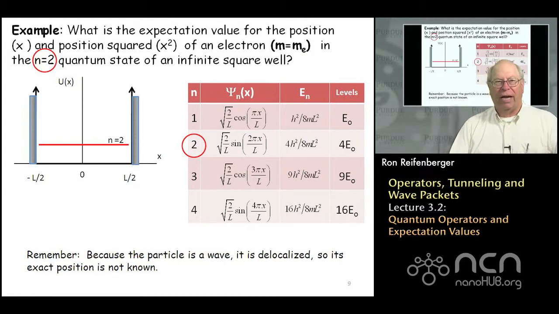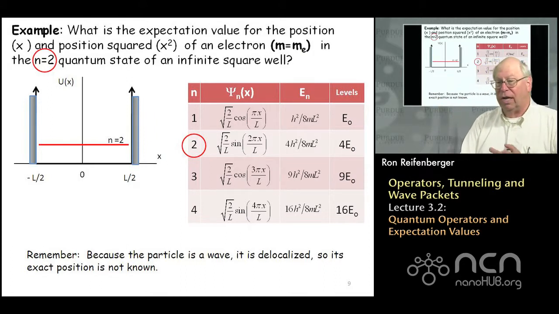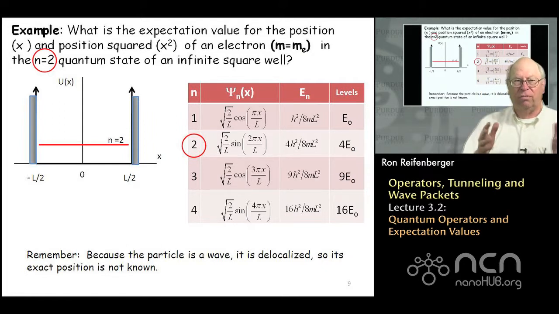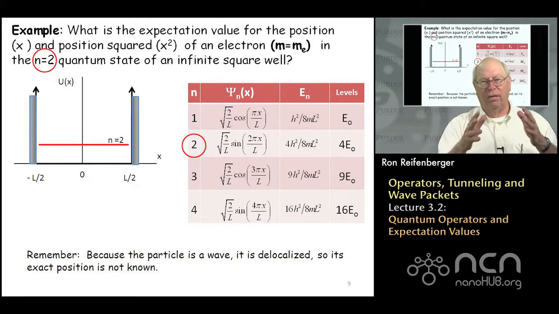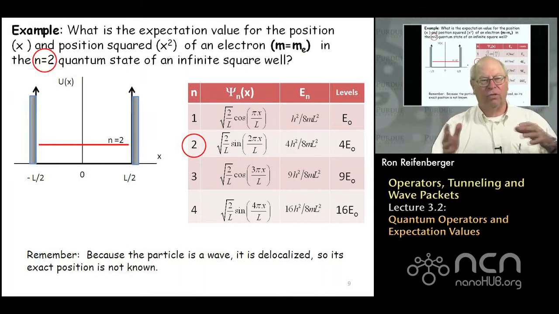So, as an example, let's say we want to calculate the expectation value for the position x and the position squared of an electron in, let's say, the n equals 2 quantum state of an infinite square well. So why would you want to do this? Well, in principle, you'd want to do it because you have a measurement that allows you to measure x, or x squared, of an electron in an infinite square well. And let's say you want to compare those measurements to theoretical expectations.